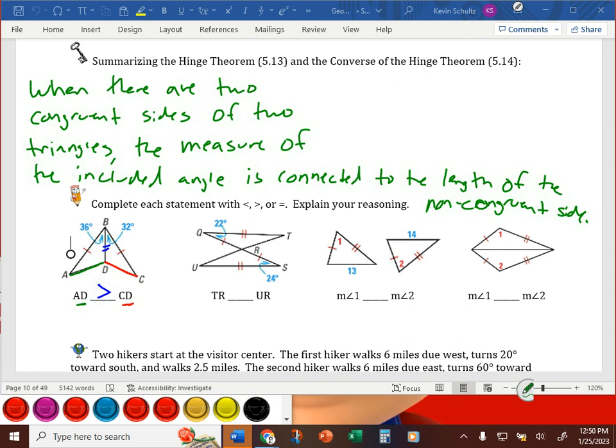The next one. 3, 2, 1, you are quiet. Again, we have 2 pairs of congruent sides marked. And we're given the measure of 2 angles, and we are asked to compare the length of TR to the length of UR. What can you tell me about the length of TR compared to UR? What inequality symbol goes in that spot? Brandon. TR is less than UR, because 22 is less than 24, right?